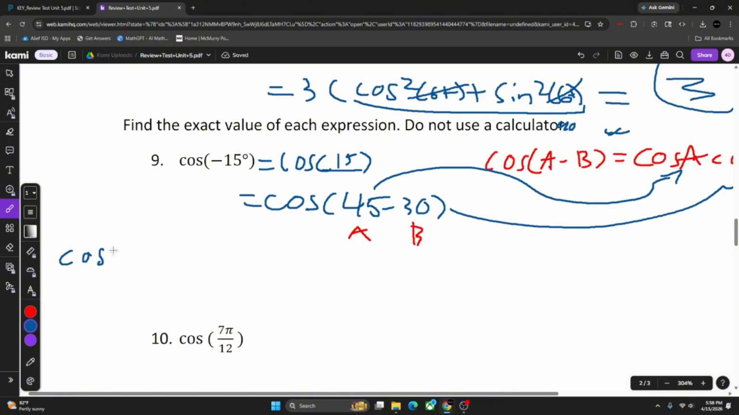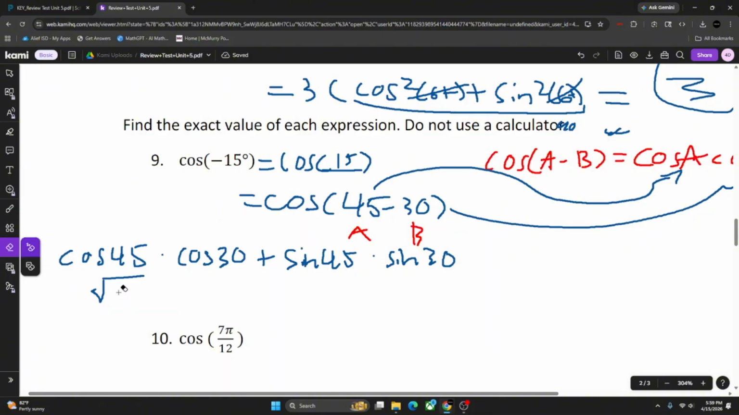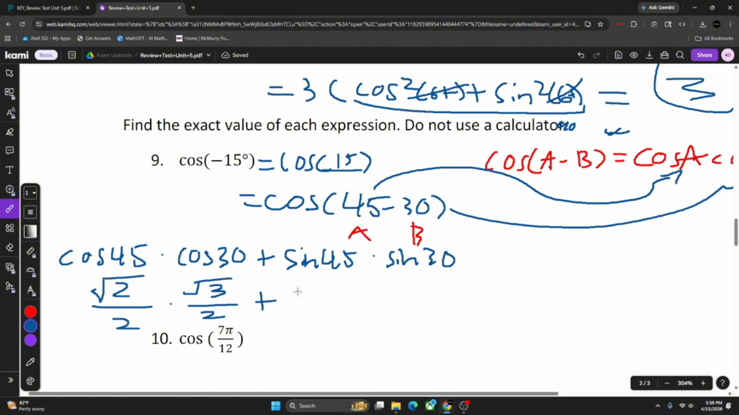So it equals cosine 45 times cosine 30, plus sine 45 times sine 30. And then you use your fingers for this. We took a test on this, so hopefully you know the unit circle well enough to just know these off the top of your head. It's really important that you can make the connections. And then you just solve it.